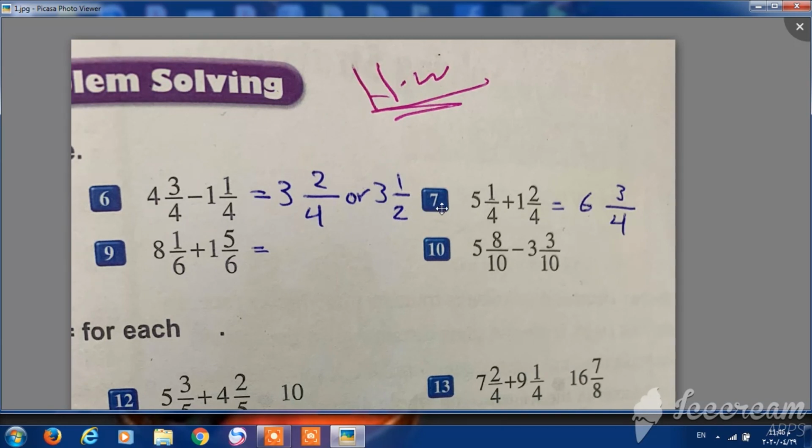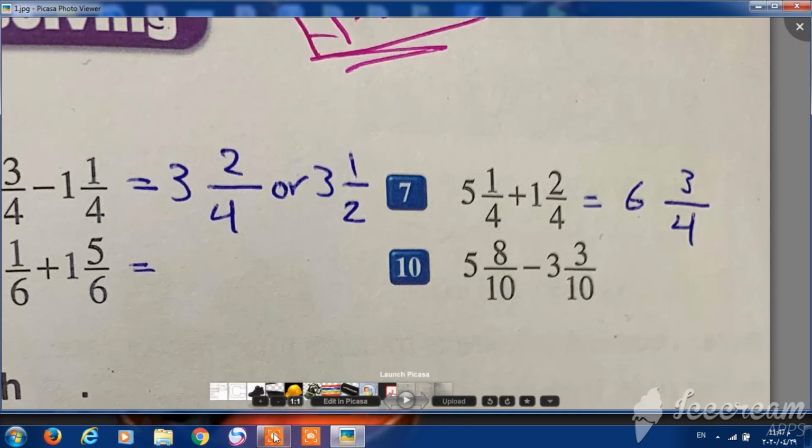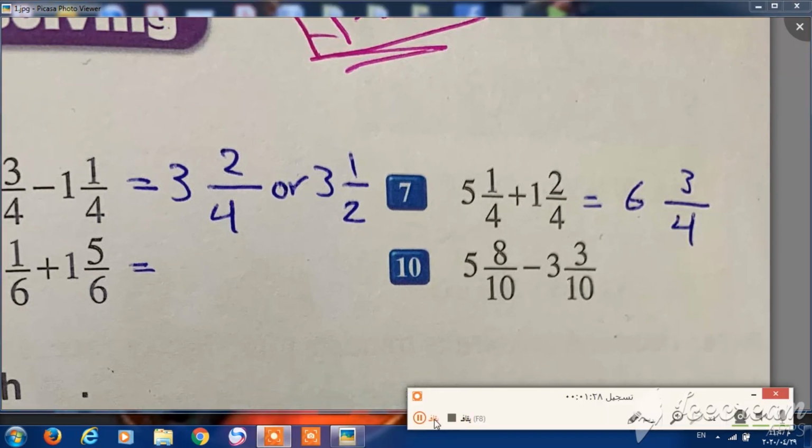And we have number 7, 5 and 1 over 4 plus 1 and 2 over 4. From the first step, we add the fractions. We have 1 plus 2 equals 3, and we keep 4. After that, 5 plus 1, we get 6 and 3 over 4. That's all about the last lesson.